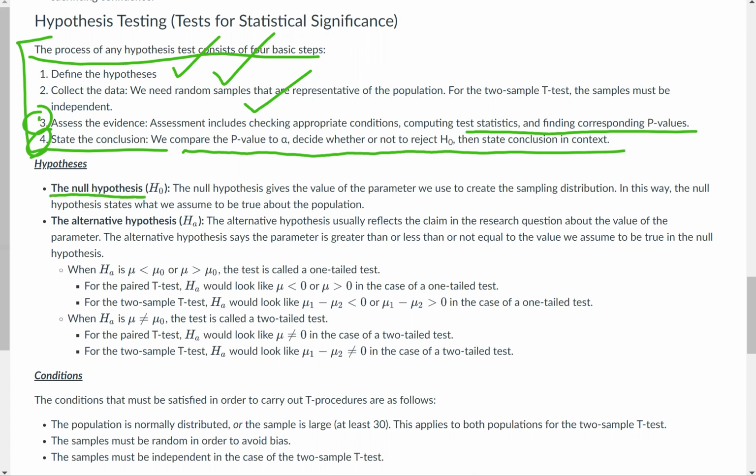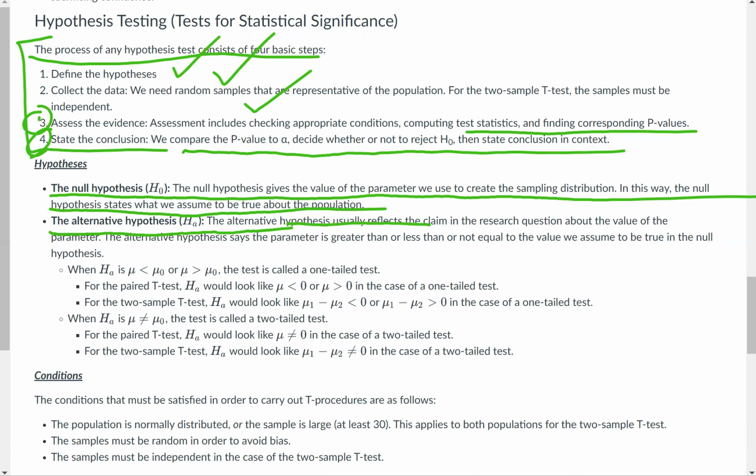Specifically, the null hypothesis gives the value of the parameter we use to create the sampling distribution. In this way, the null hypothesis states what we assume to be true about the population. On the other hand, the alternative hypothesis, H sub A, usually reflects the claim in the research question about the value of the parameter. The alternative hypothesis says that the parameter is greater than, less than, or just not equal to the value we assume to be true in the null hypothesis.